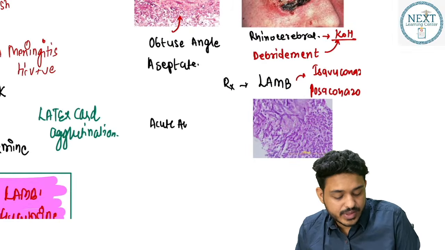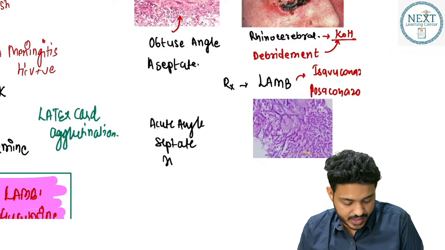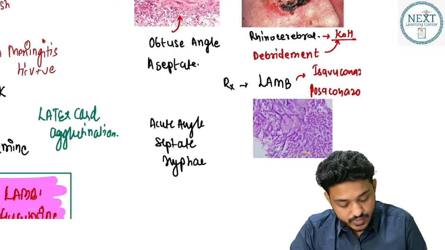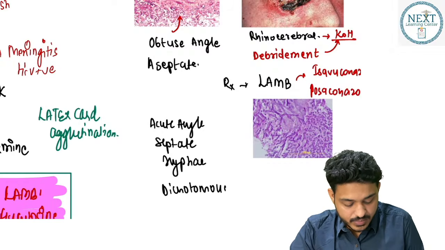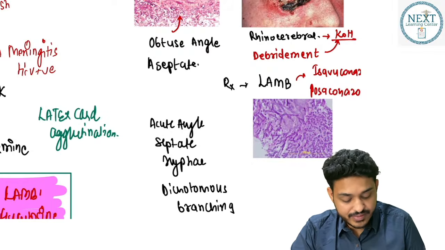Acute angle is going to be there. Septate hyphae is going to be there. Acute angle with septate hyphae along with the dichotomous branching. This branching is known as dichotomous branching. So these things are going to be coming together. This is going to go in the favor of what?